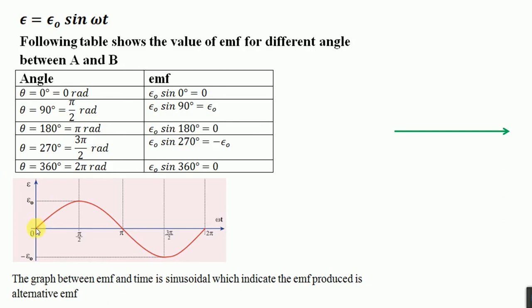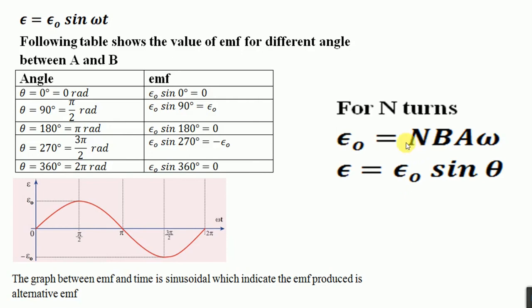Now if you plot a graph between EMF and angle, that is omega t, then you'll get somewhat like this. At 0 degree you have 0 EMF, then after that it increases and becomes maximum E naught at 90 degree, and again it starts decreasing and becomes 0 at 180 degree or pi radian, and it becomes maximum negative at 270 degree or 3 pi by 2 radian, and it again comes back to 0. So if you see the graph, this is a sinusoidal graph, meaning it is an alternating EMF.